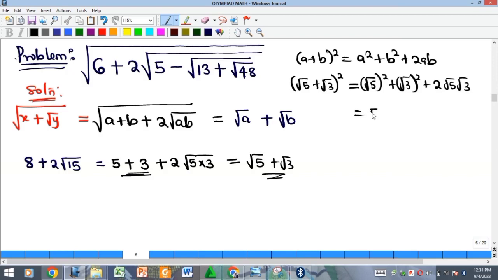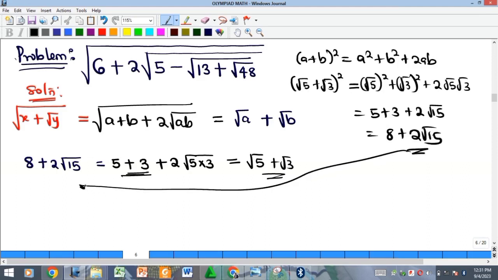Of course, this is going to give us 5 plus 3 plus 2. Root 5 times root 3 is root 15. And of course, you get back your 8 plus 2 root 15. All right, so you see that this has given us where we started originally. So that's actually the principle.